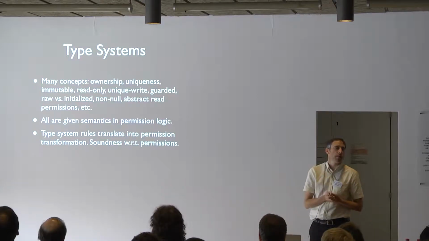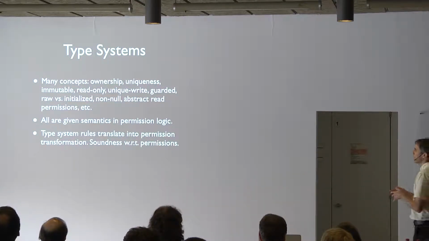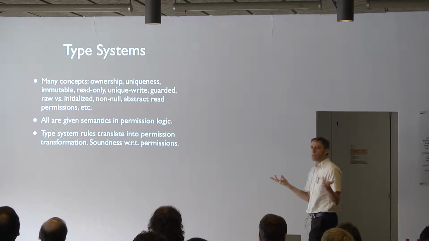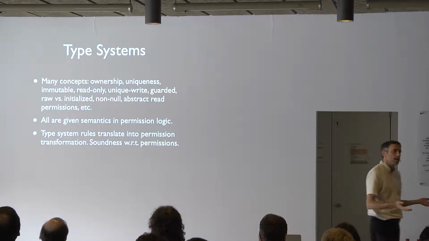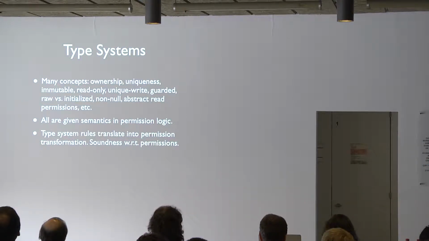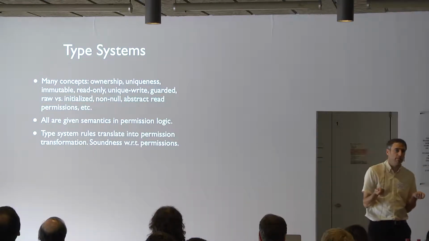Then on top of that, you can build a type system. So people in the last 20 years have been talking about all sorts of ownership, uniqueness, immutability. I've been doing some of it myself. Read-only, unique write, guarded, raw versus initialized, abstract read permissions. The concepts multiply. The idea is that we want to give these concepts semantics at the permission level.